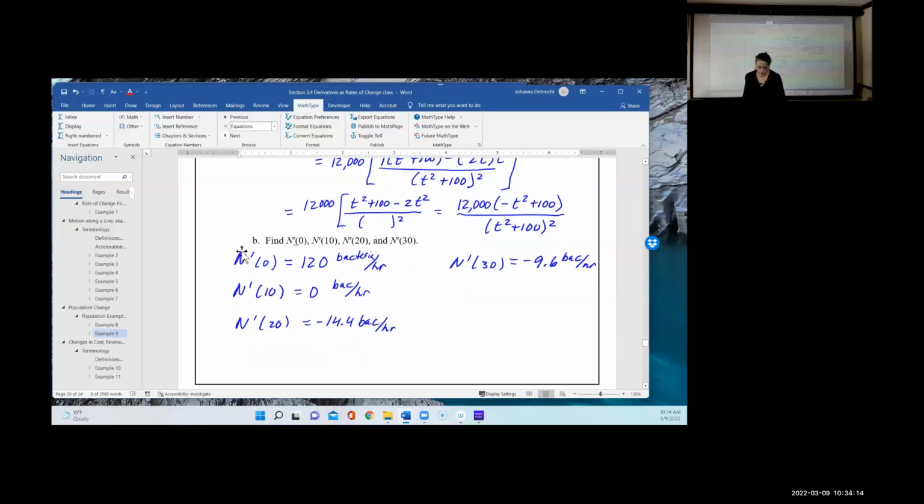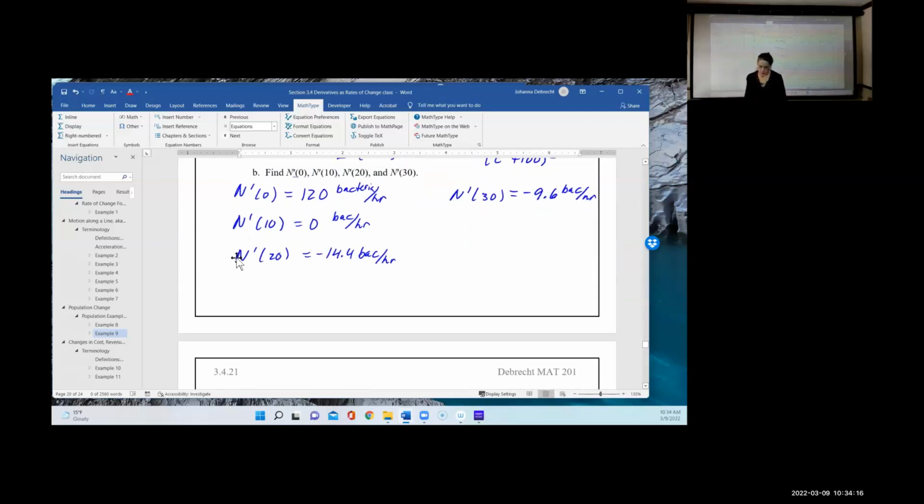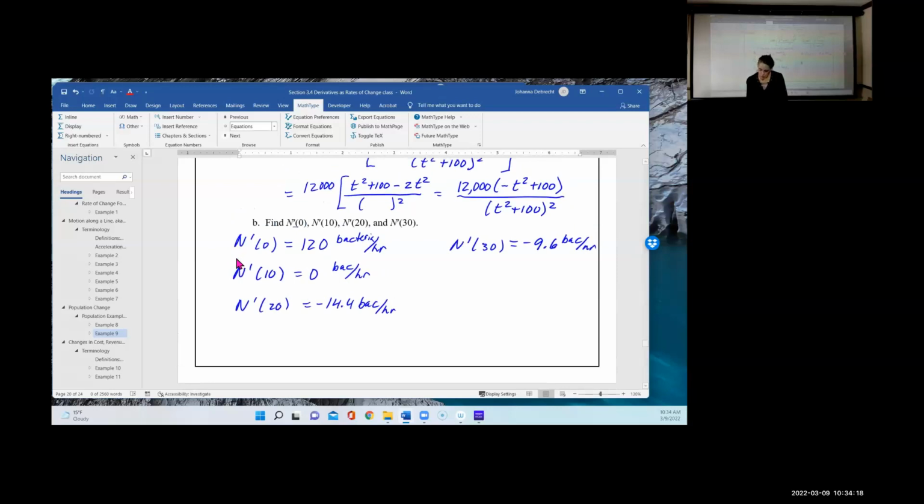So the last question asks us to interpret the results. And one way of thinking about the rate of change is to think about the population as starting out and growing and then leveling off, something like that. All right. So we started out with 120, and I'm graphing the rate of change here, not the number of bacteria. So this is N prime. I'm graphing the rate of change.